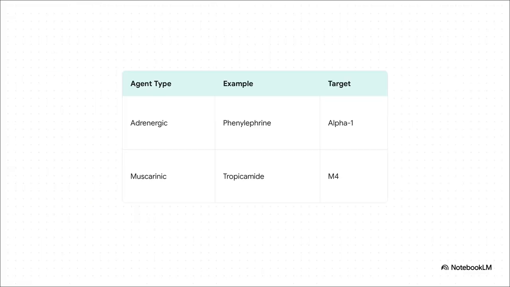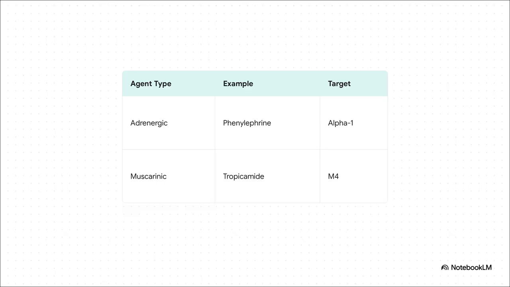To open the pupil wide, we can actually pull on two totally different levers in the autonomic nervous system. And this brilliantly illustrates the dual pathways we can use. First, we have the sympathetic nervous system, the fight or flight pathway. We can use an adrenergic agonist like phenylephrine, which specifically targets alpha-1 receptors to physically contract the iris dilator muscle, literally pulling the pupil open.